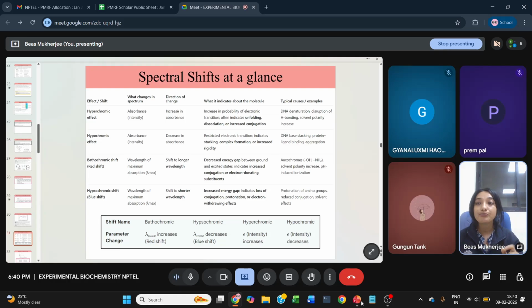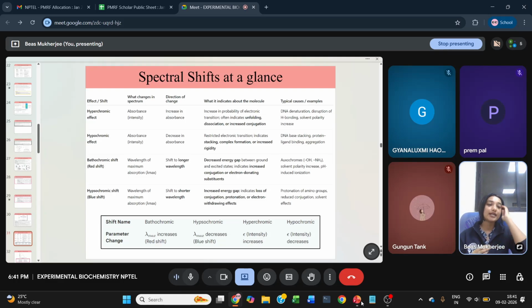Right? Now, see, everything is given here: what it indicates about the molecule and the typical causes. For hyperchromic, it can happen when there is unfolding, dissociation, or increased conjugation, and this is seen in DNA denaturation and disruption of hydrogen bonding, etc. Hyperchromic means more intensity of absorbance, and hypochromic means less intensity. Here DNA base stacking is happening.